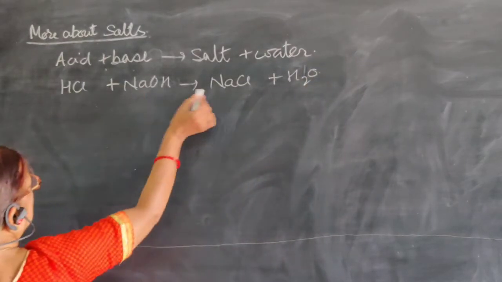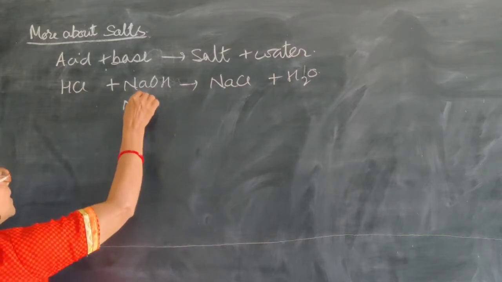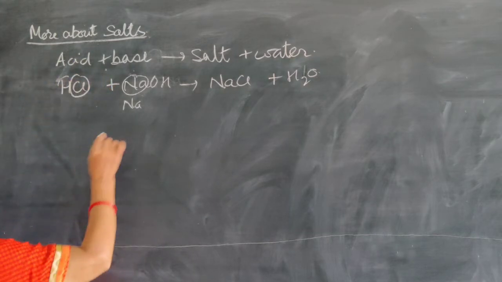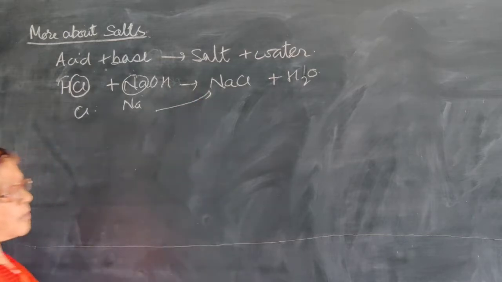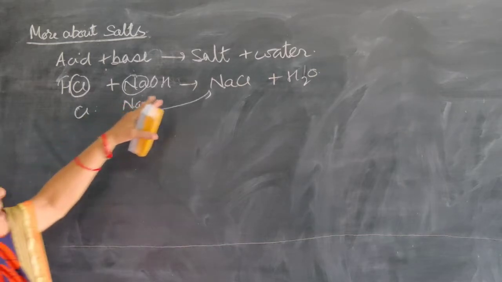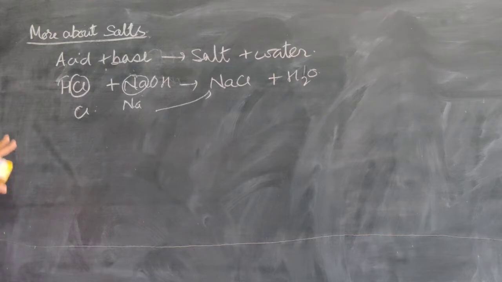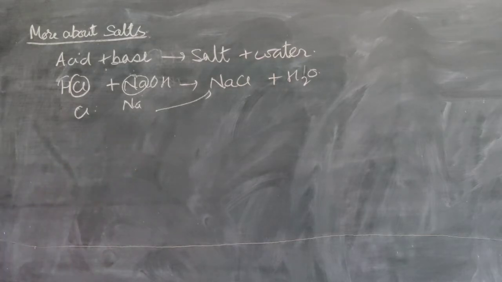Actually the reaction is between the sodium ion of the base and the chloride ion of the acid, and then it forms sodium chloride. So during this reaction, the reaction is between the acid and base. Then these salts can be classified either on the basis of the name of the acid or on the name of the base.